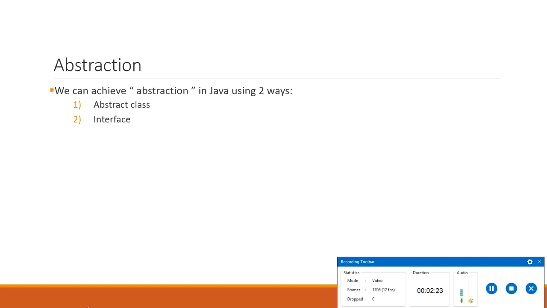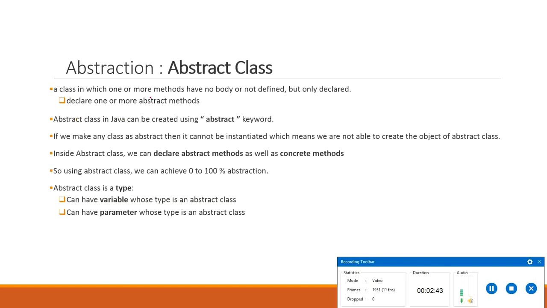We can achieve abstraction in Java in two ways. The first way is by using abstract classes, and the second way is by using interfaces. In this lecture, we are going to talk about how to achieve abstraction by the first option, which is the abstract class. Interfaces we will also talk about, but later on, maybe in the next chapter. So let's start with abstract classes.